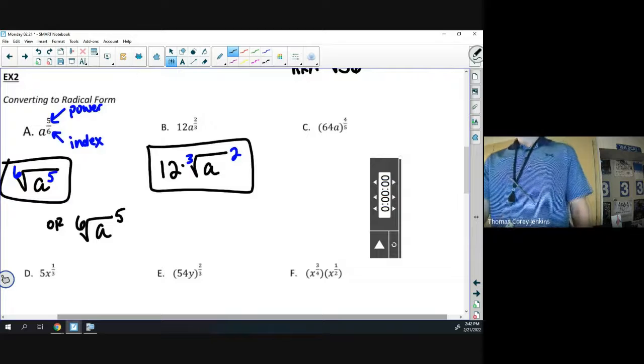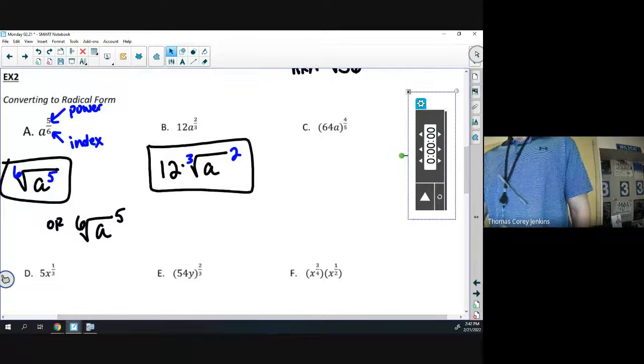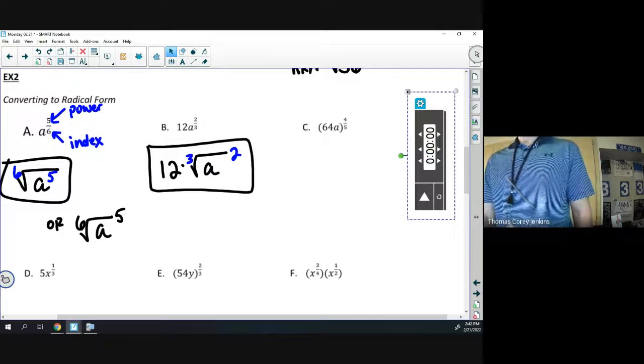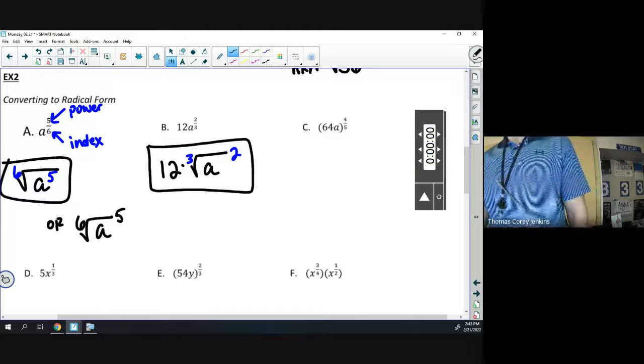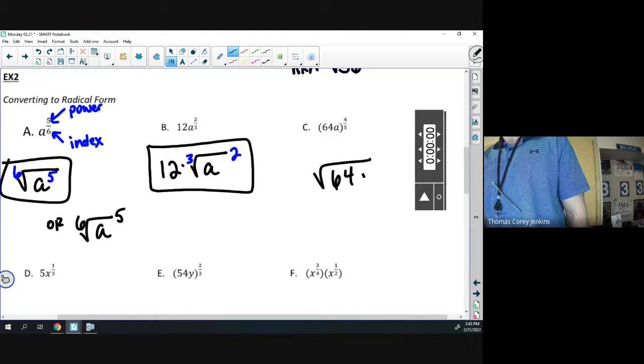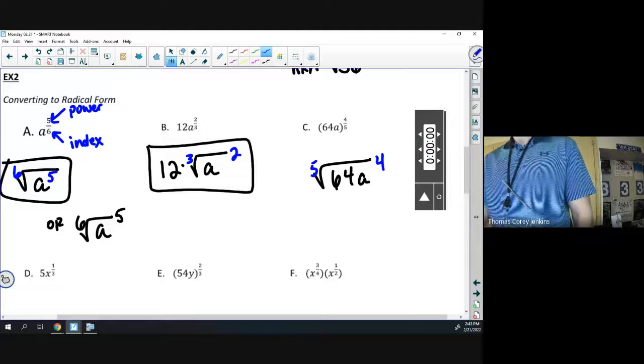Notice example C looks a little bit different in that 64a is in parentheses, meaning that it's all going to go under the radical. The 64a is all under the radical here. Okay, so kind of like that. And then the 5 is my index or my root. The 4 is my exponent or my power. Okay, now you do want to be careful here with where the 4 goes.